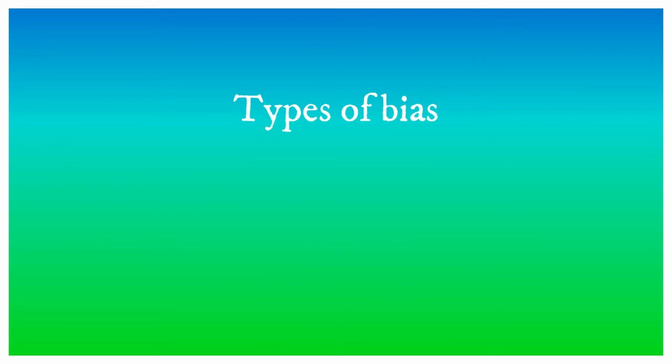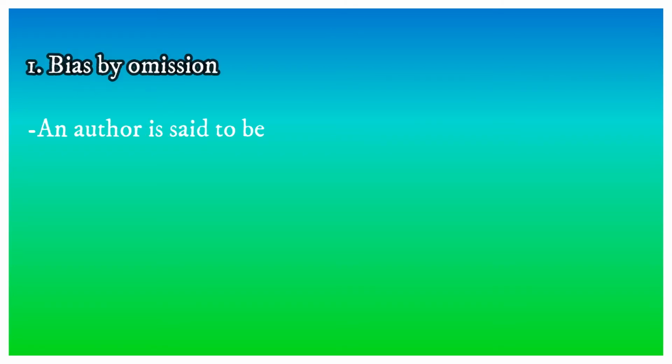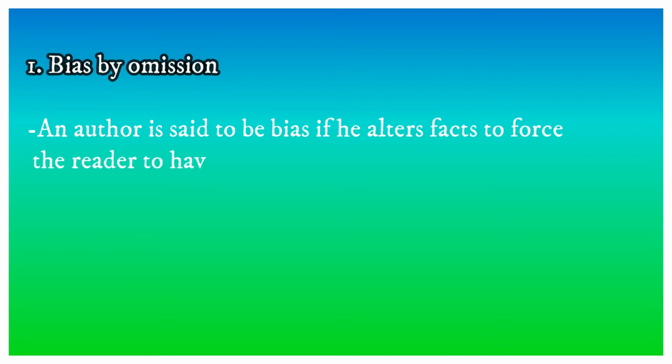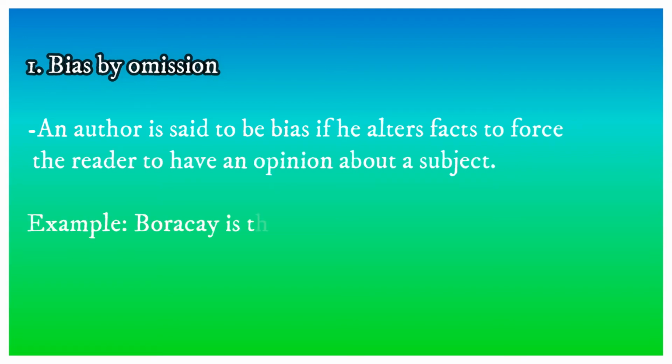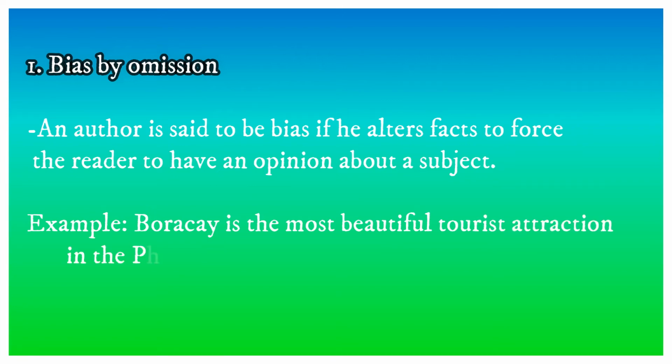We have here the types of bias. First, bias by omission. An author is said to be biased if he alters facts to force the reader to have an opinion about a subject. Example, Boracay is the most beautiful tourist attraction in the Philippines. This is a biased statement because it stays only in the speaker's opinion and it is not backed up by any evidence. The speaker may be someone who loves beach more than any other attractions, or may be a resident of Boracay who just wants to advertise the place.